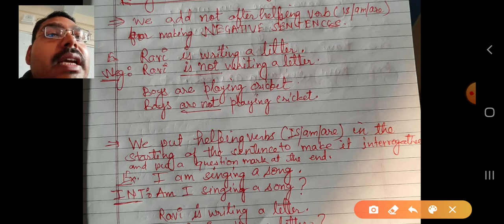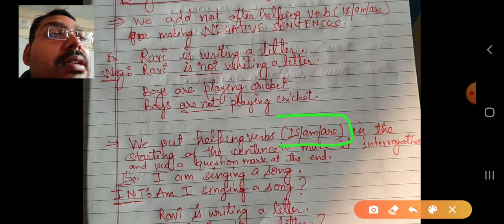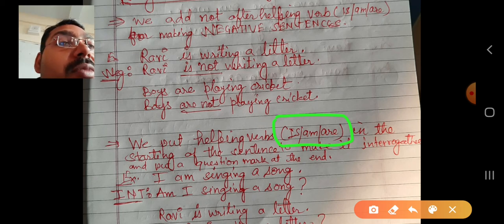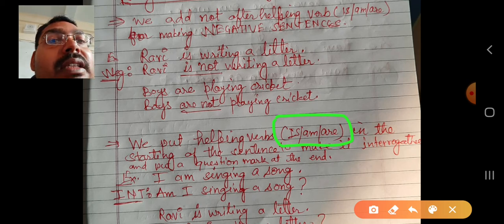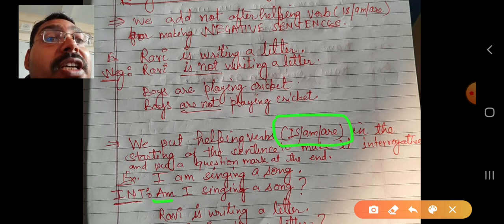Now if you need to make an interrogative sentence, what you need to do? For interrogative sentences, what helping verbs do we use in present continuous tense? Is, am, are. This is to keep in mind. We put these helping verbs is, am, are in the starting of the sentence. For example, I am singing a song. So the helping verb is what? Am. So put the am in the beginning of the sentence. So am I singing a song? And put a question mark at the end.